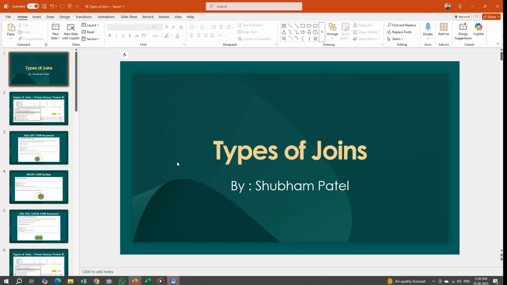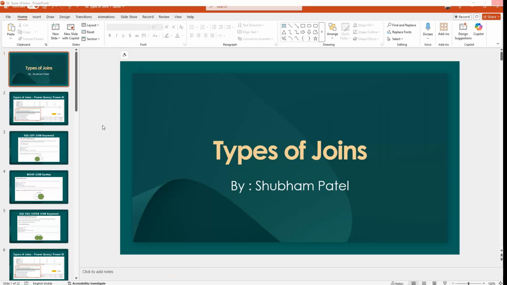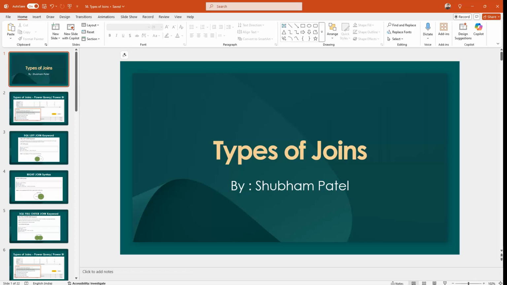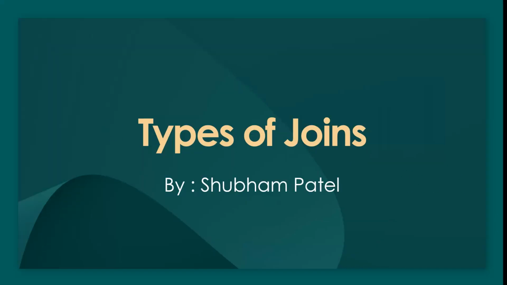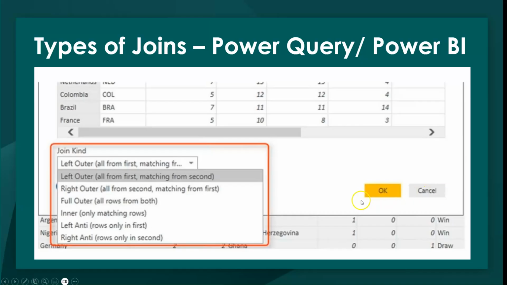Hi, this is Shubham, and in this video, we will be discussing the types of joins which are available in Power Query or Power BI. We have 6 different kinds of joins available. As you can see on my screen, there is a list here. You have the left outer, and left outer says all from first, matching from second. Then we have right outer join, full outer join, inner join, left anti-join, and right anti-join.